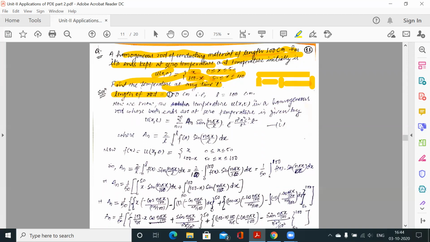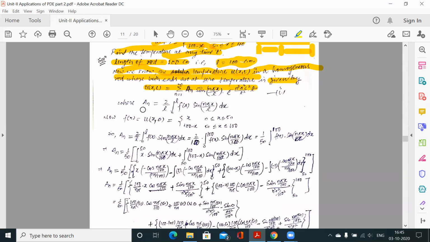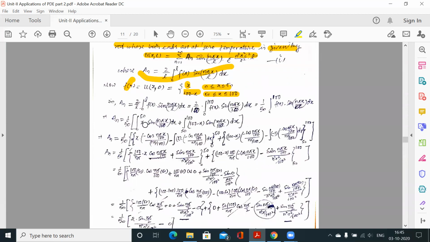So the length of the rod is 100 centimeter, that means the value of L is 100. Now we know that the temperature u(x,t) in a homogeneous rod whose both ends are at 0 temperature is given by this equation, where a_n is this. Now what is f(x)? f(x) is x, 100 minus x, when x is between 0 to 50 and between 50 to 100. So simply, simple integration.